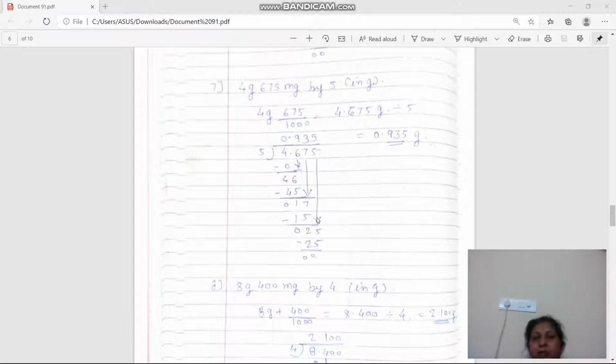Now take the next digit, that is 5. Okay, so it becomes 25. So 5 5s are 25. So what will the answer be here? 0.935 gram. Okay, don't forget the unit. Next, 8th example.